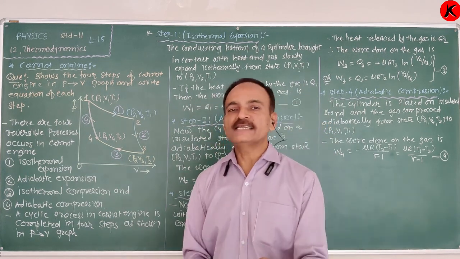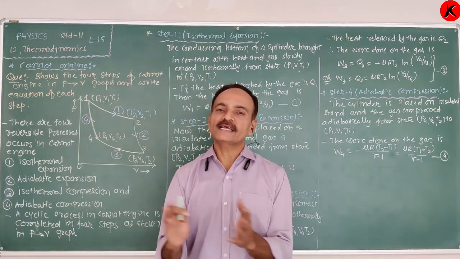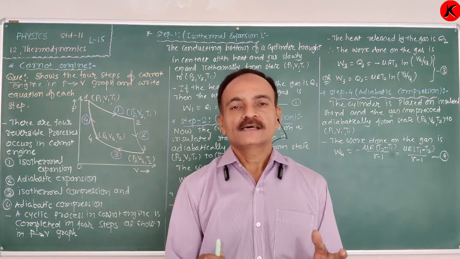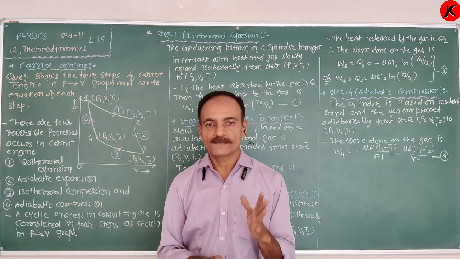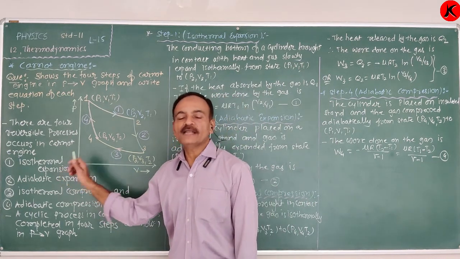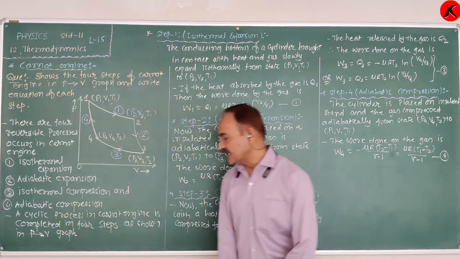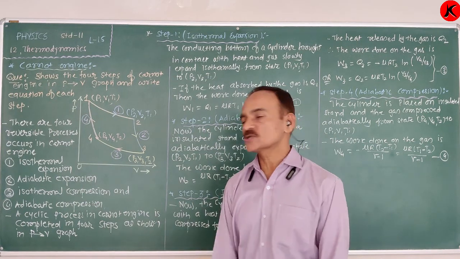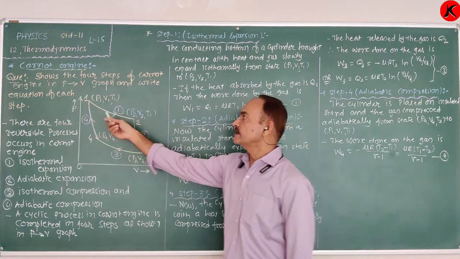Now the Carnot engine also works the same as a heat engine, converting heat energy into mechanical energy. The cyclic process occurs in the Carnot engine and is completed in 4 steps: 2 isothermal steps and 2 adiabatic steps. Right? Therefore, the cyclic process is completed in 4 steps as shown in the P versus V graph. Now the step 1.